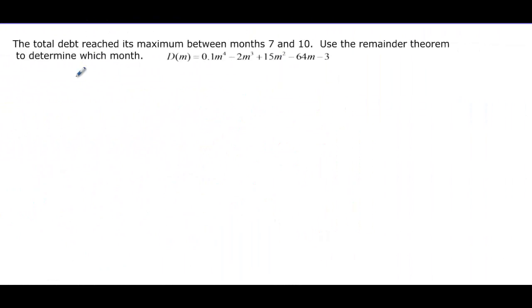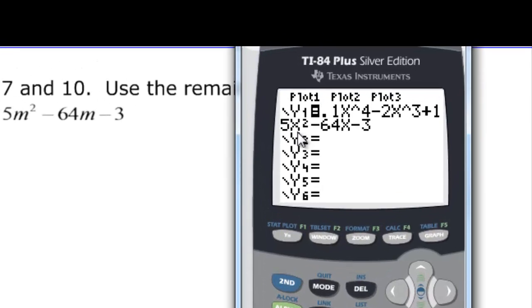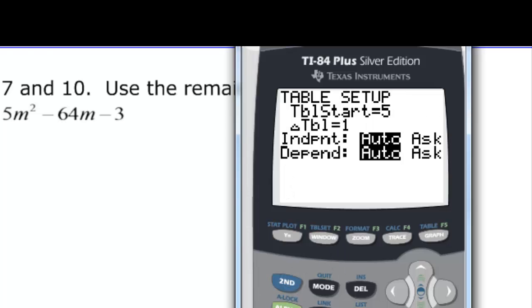So now it says the total debt reaches maximum between month 7 and 10. Use the remainder theorem to determine which month. I've put in this function, D of M. And we want to know what happens where the maximum is between 7 and 10. So I'm going to go into my second window and look at it starting at 7. And I'll go every 1. So I'm ready to go to second graph to look at my table.